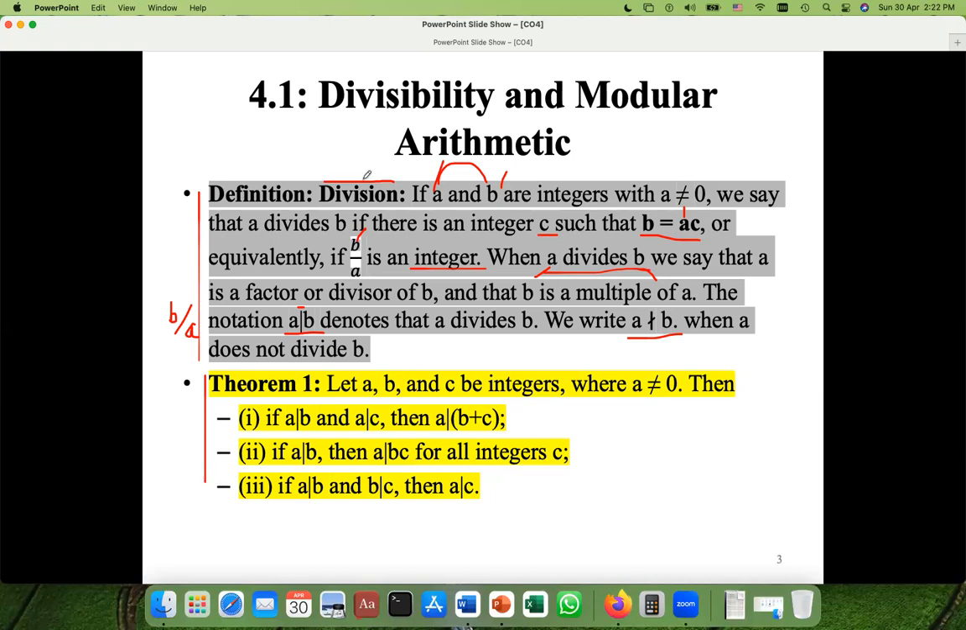So here we have theorem 1 with respect to this division. This theorem says that if you have three integers A, B, and C, and A is not equal to 0, then all three of these statements are true. These statements are already proved. You don't have to prove them, you only have to memorize them, because they will give you the understanding for the next questions that you have to solve.